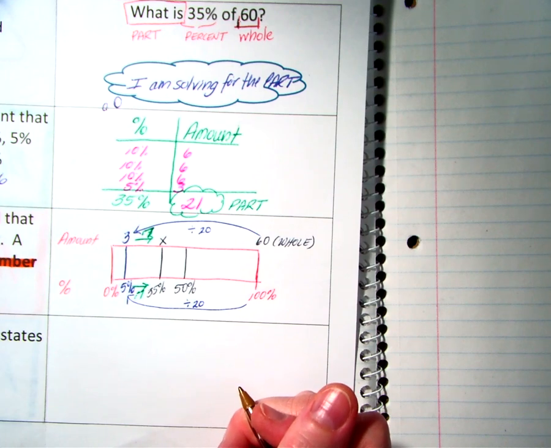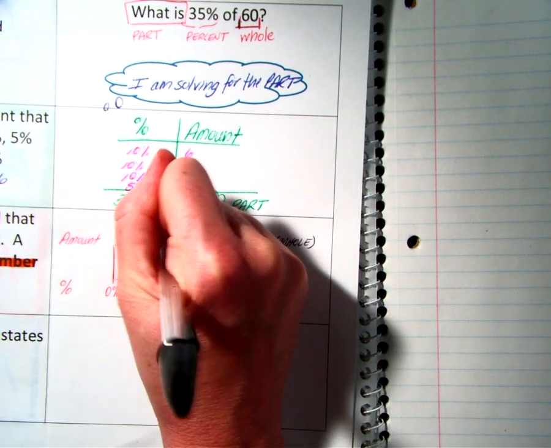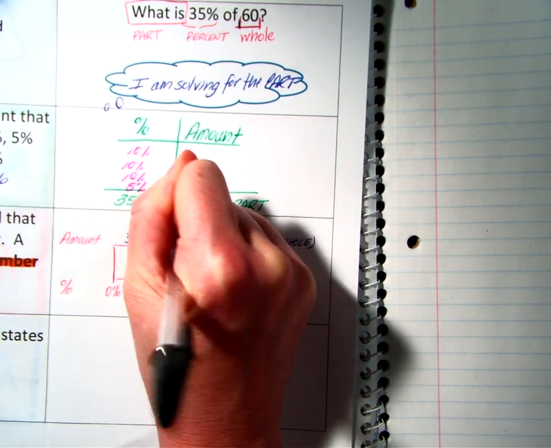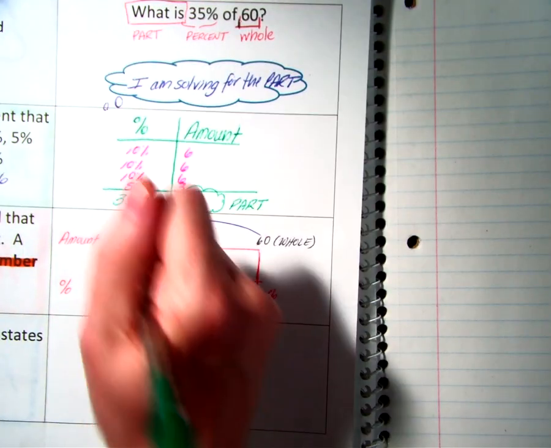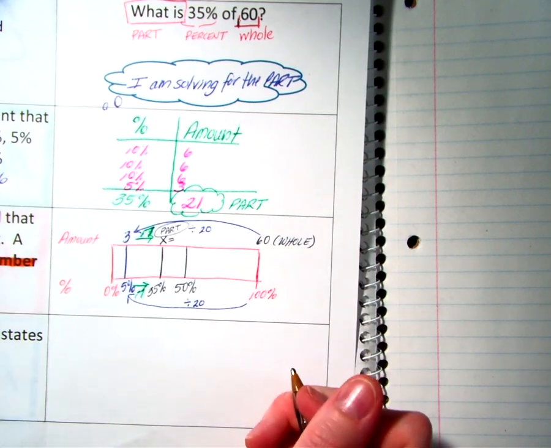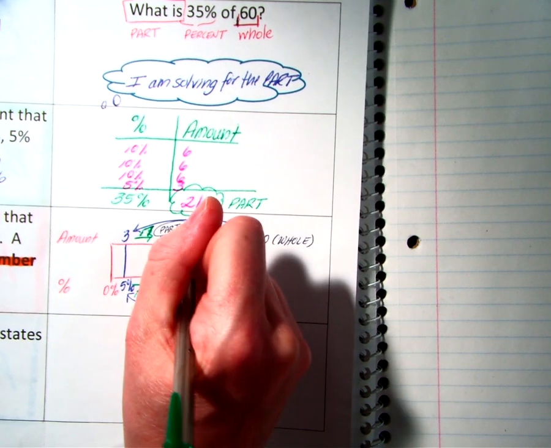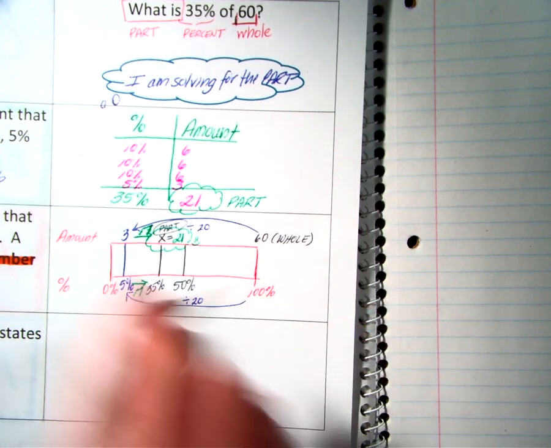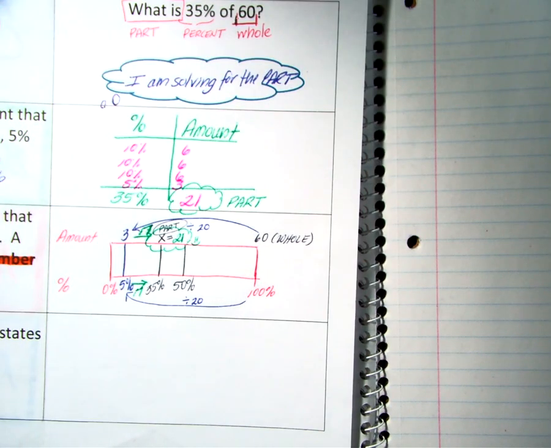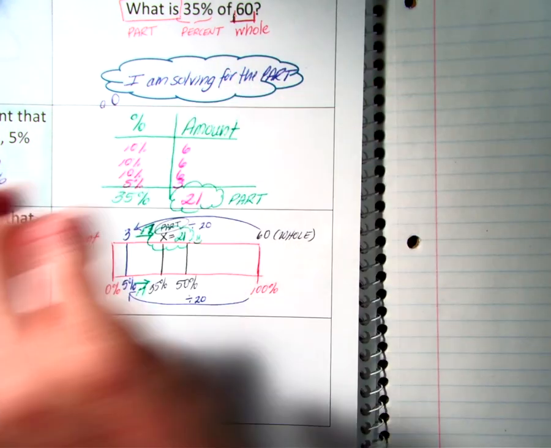X in this scenario represents who? Who are we hunting for this whole time? If you said part, you are correct. X will be the result of 3 times 7. It's 21. So what does that mean in the big scheme of things? It means that you have found a portion of the whole.